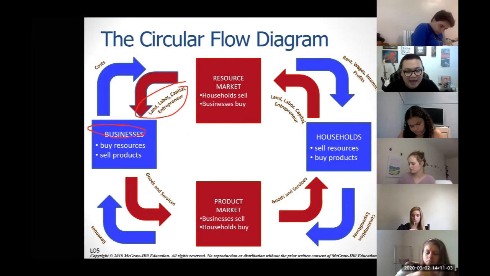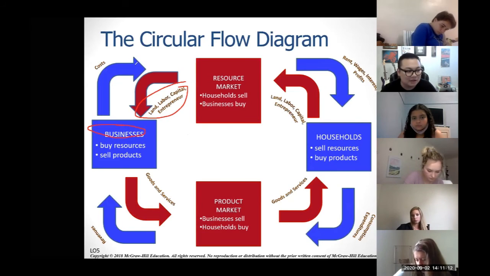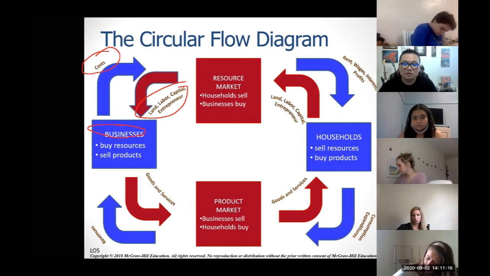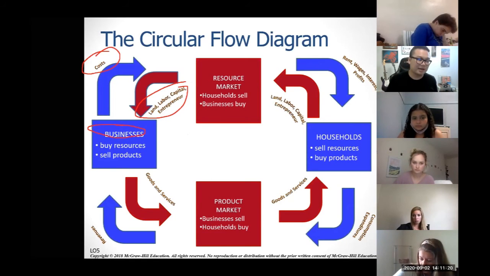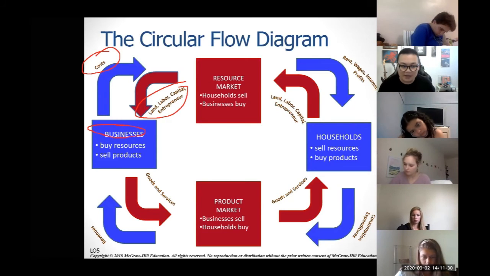So they buy the land, labor, capital, and entrepreneur from the resource market. And in order to buy that, they need to pay money on the resource market. So this is the cost for the company. The interaction between the company and the resource market is that the company buys resources from the resource market, and it costs the company some money to buy them. This should be very, very easy, right?